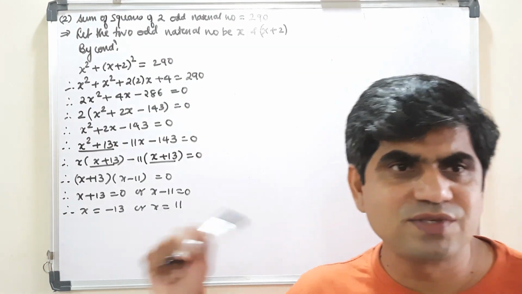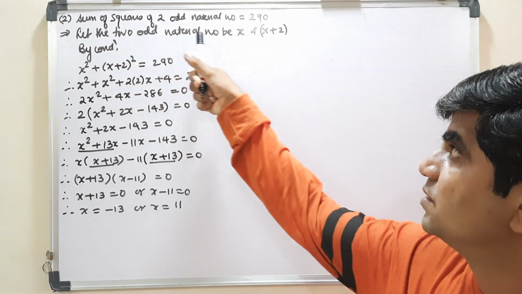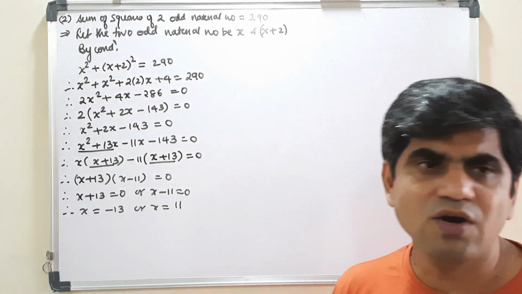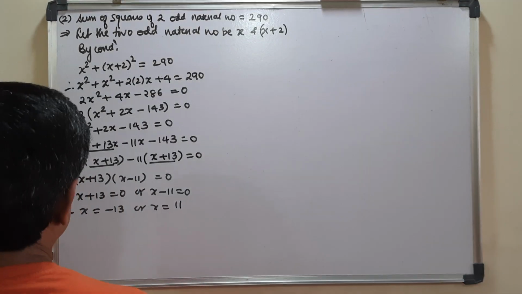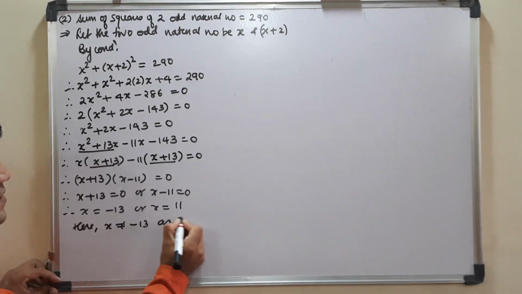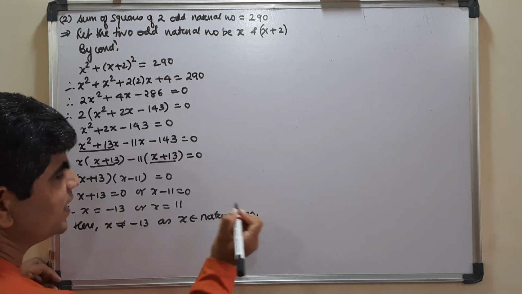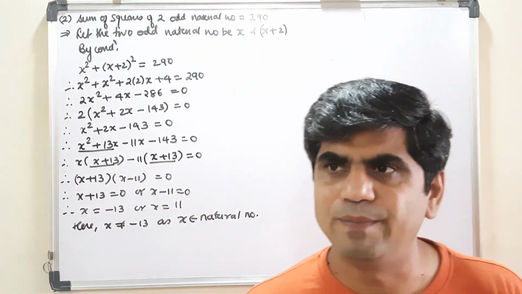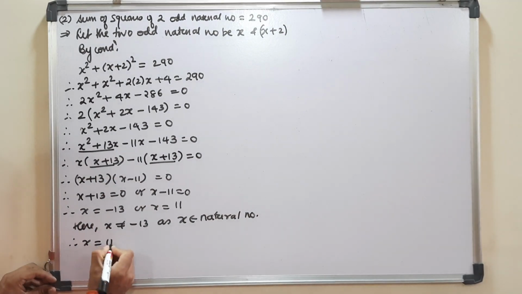Both the answers are correct for this condition, but first see what x is, and then say whether both are correct or not. x is an odd natural number. That means it is a counting number. So this 13 cannot be minus. That means this is not acceptable, that is, x is not equal to minus 13 as x belongs to natural numbers, whether odd or even. That does not matter, but we take the solution which belongs to natural numbers. So you get here x is equal to 11.